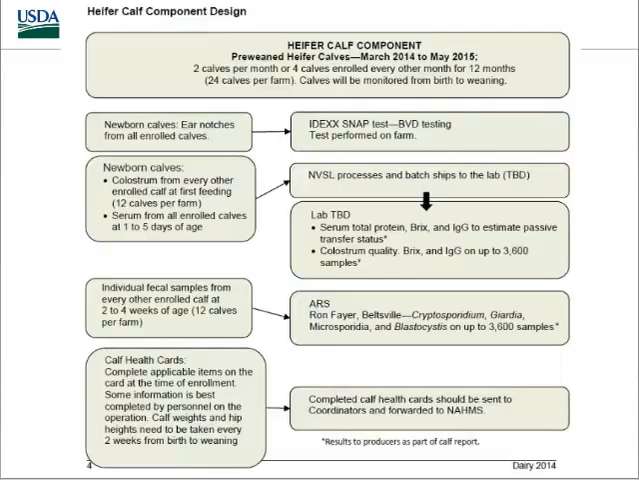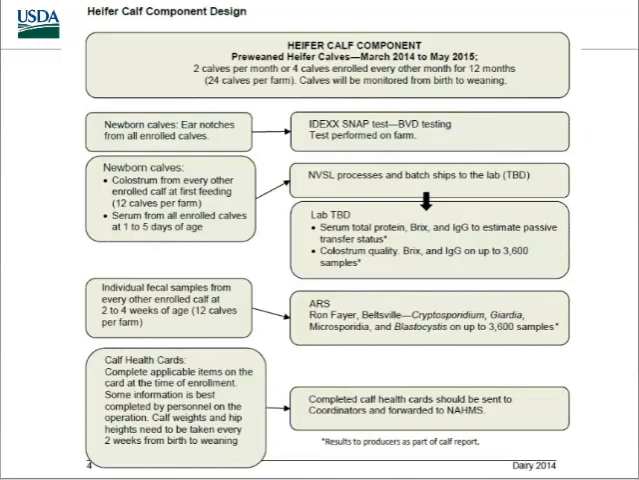This is an overview of the heifer calf component. So the goal is to enroll 300 farms. Ideally, we'd like to average 2 calves per month for 12 months, so a total of 24 calves per farm. Larger farms can enroll up to 4 calves every other month. What we're trying to do with that is be as efficient as we can with our shipping.